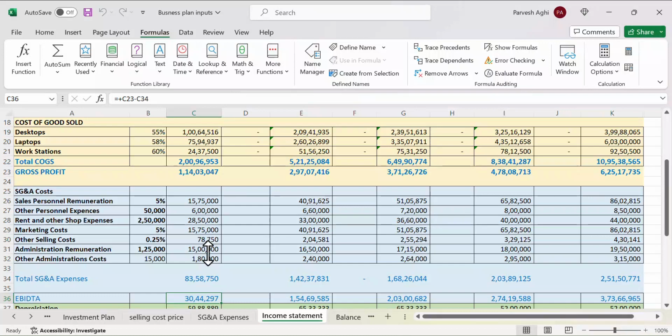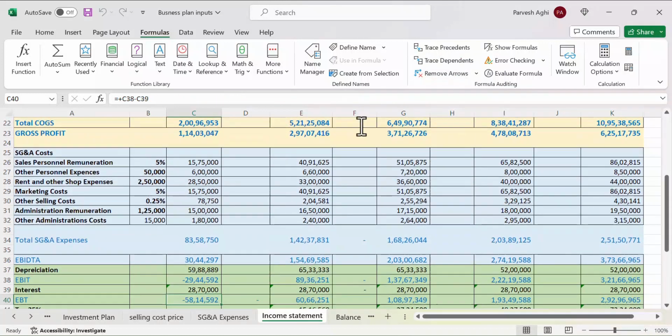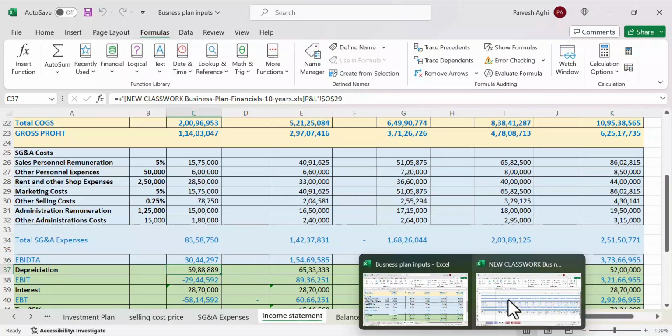EBITDA is what? Your gross profit minus your SGA expense, which is called selling, general and administrative expenses. Okay, fine, I just removed that. Then depreciation. Now depreciation is automatically calculated. I'll just show you how to calculate it. I'll just go to the template here, this is important for you to understand.